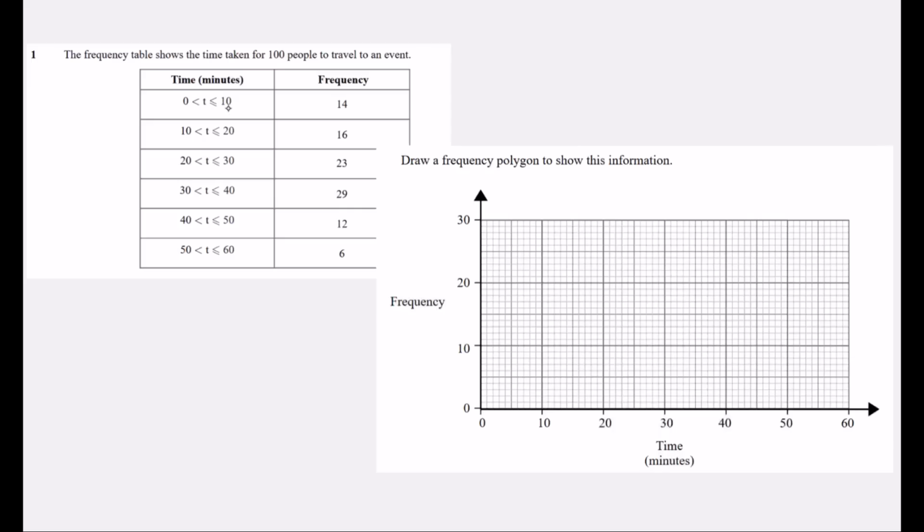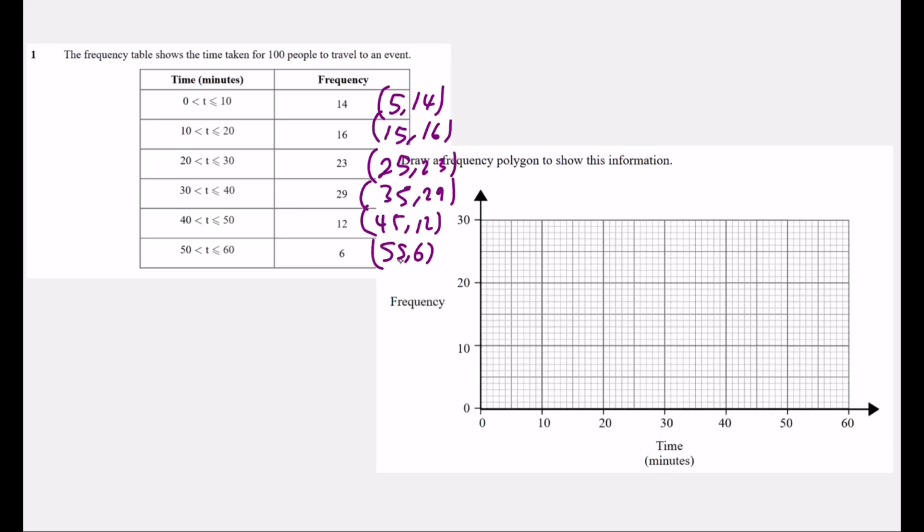So it's going to be 5, 14, 15, 16, 25, 23, 35, 29, 45, 12, and 55, 6. So we're just going to plot all of these, and then we're going to join them up with a ruler.